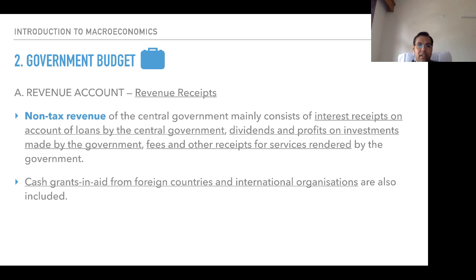The second is non-taxation revenue. Non-taxation revenue of the central government mainly consists of interest receipts on account of loans by the central government, dividends, profits on investment made by the government, and fees and other receipts for services rendered by the government. Whatever loans have been given by the central government, the government would receive interest on that.